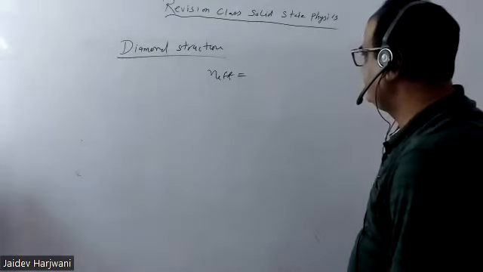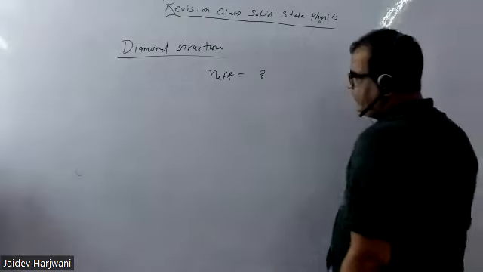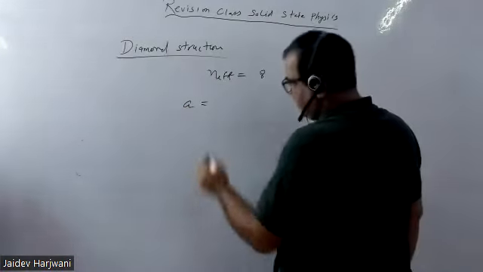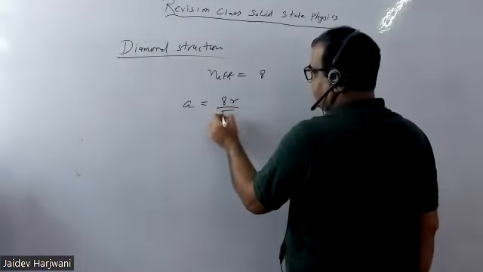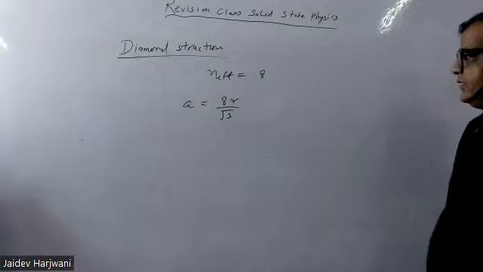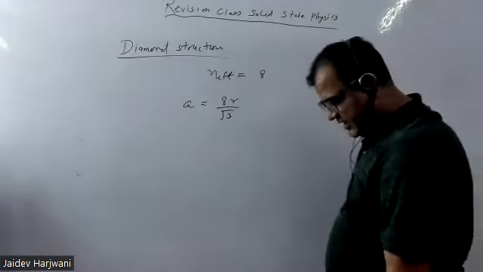So N effective in diamond is 8. Okay. And the relation between A and R: A is given by 8R upon root 3. So basically, what is the relation between A and R?